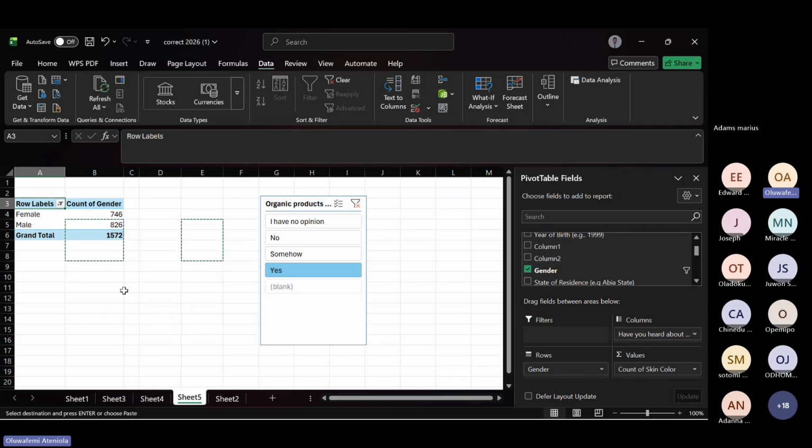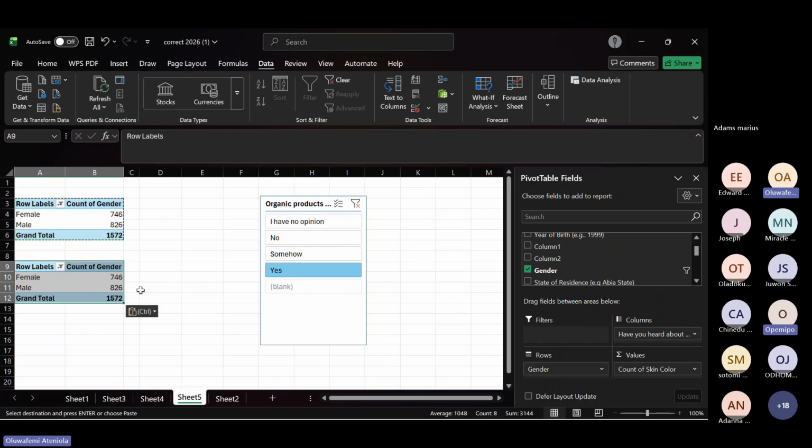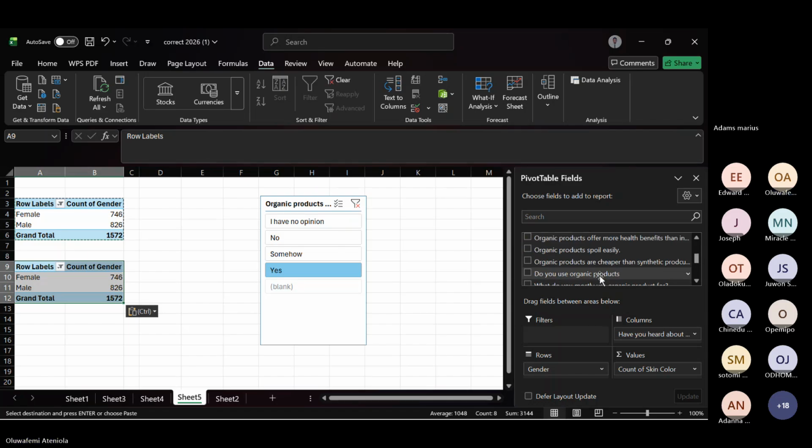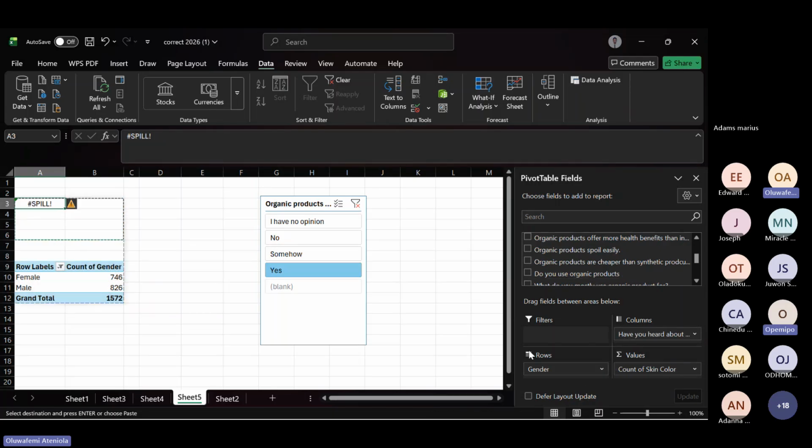If we copy this, Control A, Control C, and then paste it here, just look at what happens now. So this is asking for gender, yes or no. We can form another question here that says, aside from gender, let's add one more: do you use organic products? Let's bring this into rows. Not this one, please. Control Z, I'm doing it inside of this one. Do you use organic products?